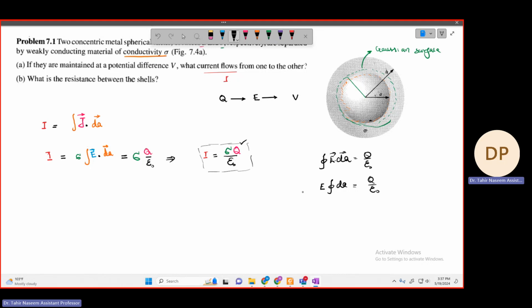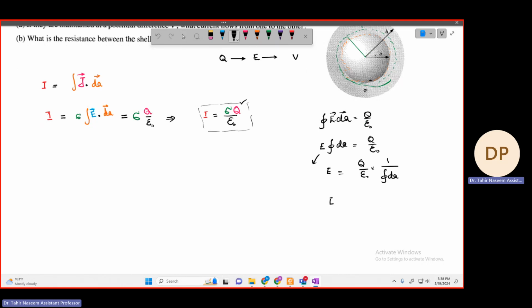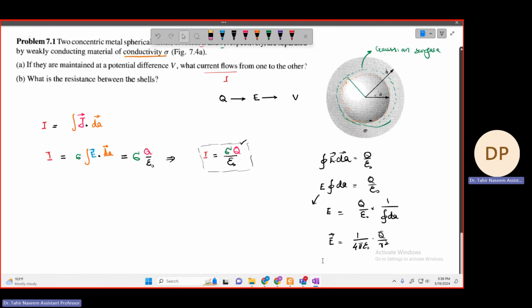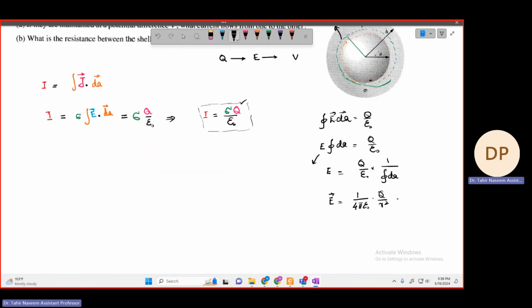So from here I can find E. Q over epsilon multiplied by 1 over surface area of the sphere dA, right? And the surface area of a sphere is 4 pi r square, so the answer will be 1 over 4 pi epsilon Q over r square, and remember what this r is, it is the radius of this green Gaussian surface from the center, and the direction of E will be radial in the sphere. So from Q we have found E.